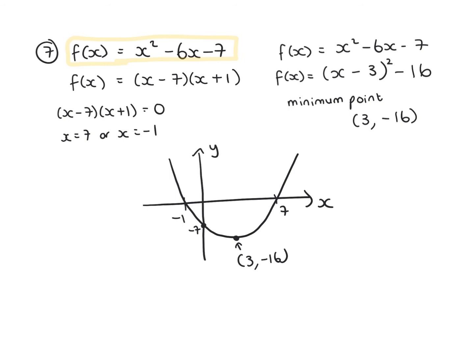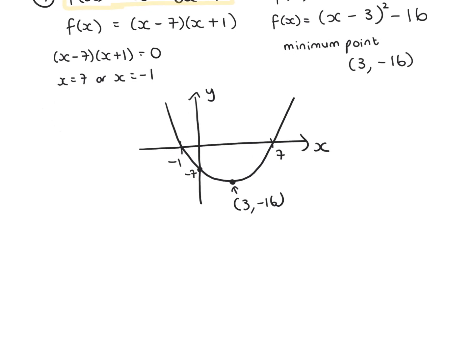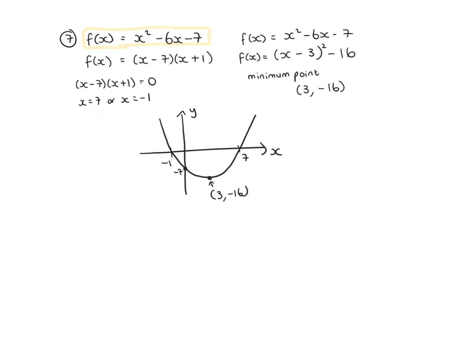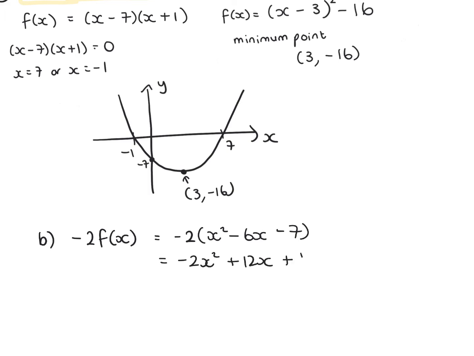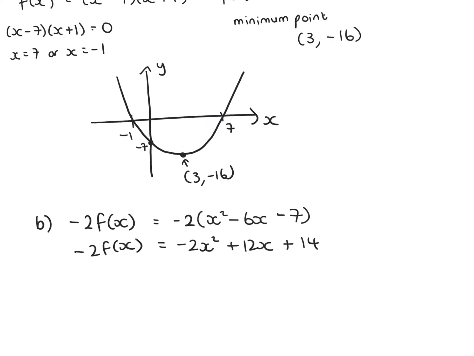And it says write down an equation of the graph obtained by stretching the graph of f of x vertically with a scale factor of -2. So I want to stretch it vertically with a scale factor of -2. What I want is -2 f of x. And that will simply be -2 times (x squared minus 6x minus 7), which is -2x squared plus 12x plus 14. That's your stretch of -2.